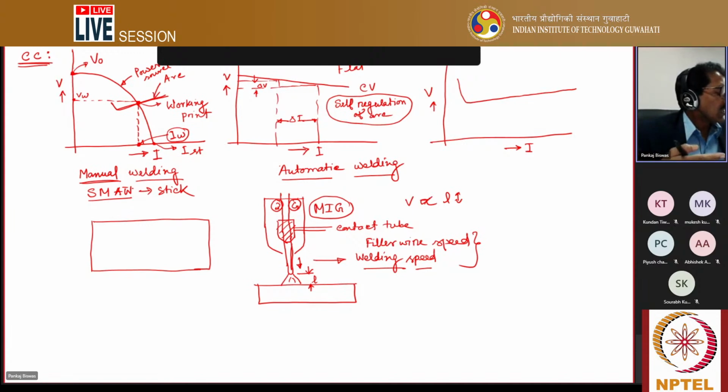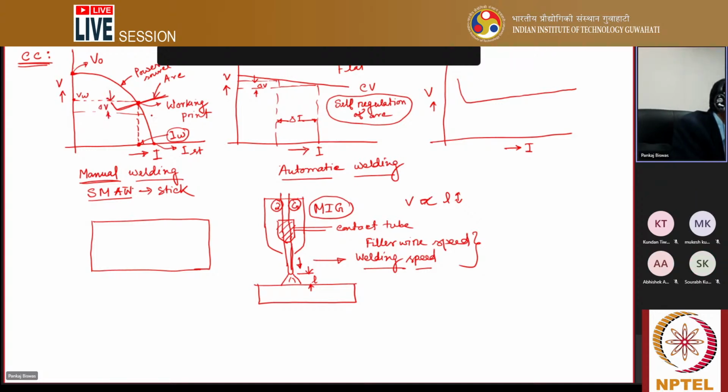That's why wherever there is a manual type of welding process, there is a greater chance of fluctuation. More fluctuation means more change of arc length, and more change of arc length means more change of voltage. So in case of the drooping arc characteristic, if there is a voltage change, there is a current change also, but that current change is not as high as in the constant voltage characteristic.